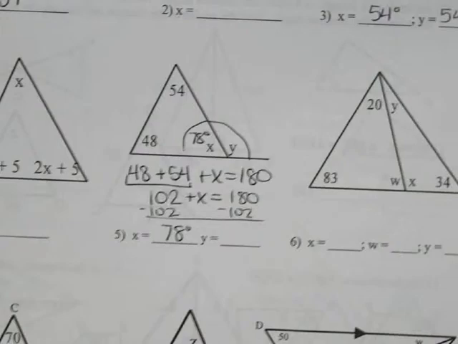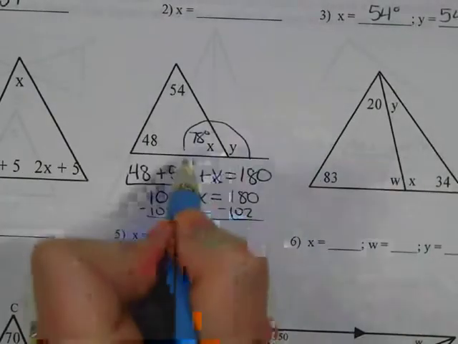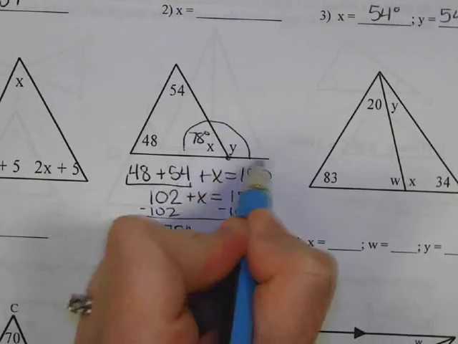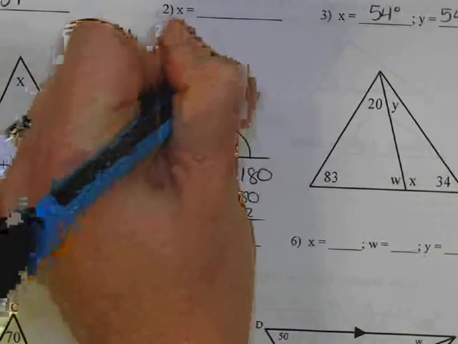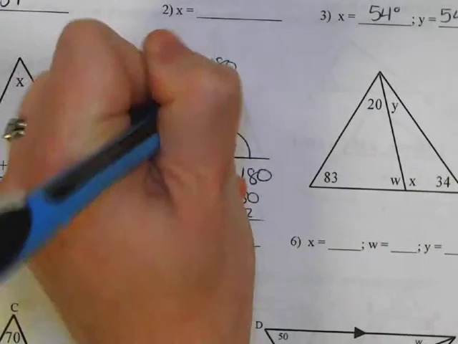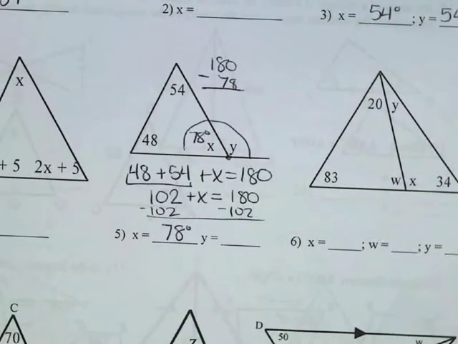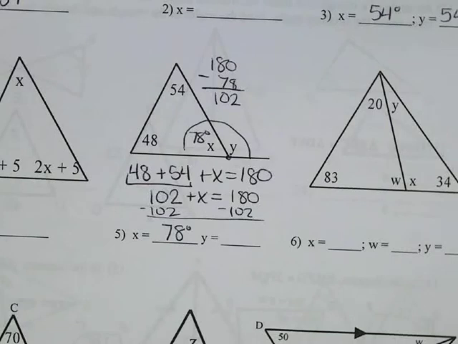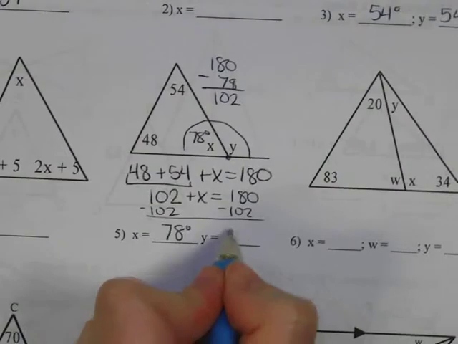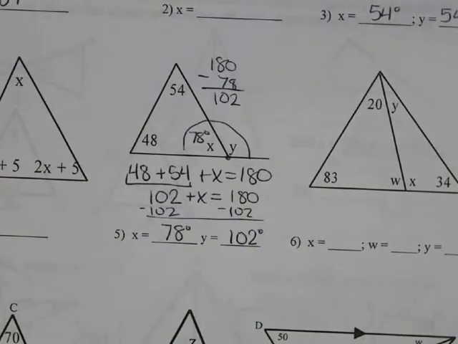The next thing I would notice is that x and y form a line. They meet together at the same vertex and form a line, which means that they are going to be supplementary. So I would take 180 degrees and subtract out the 78 that we know. 180 minus 78 is 102. So y would be 102 degrees.